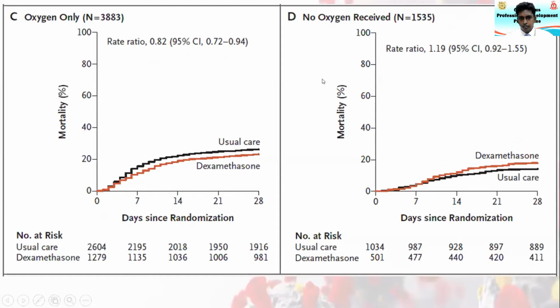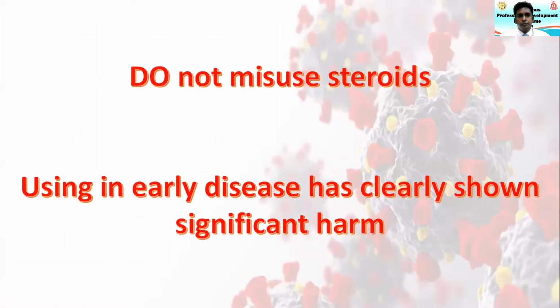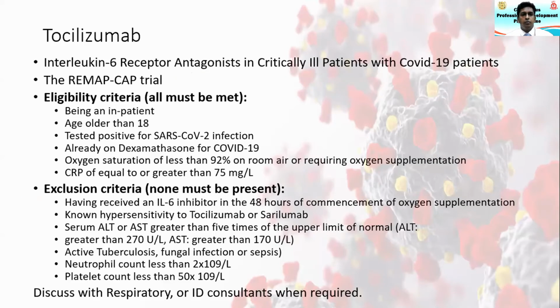And in this slide you can see the dexamethasone group actually shown harm, doing harm when patients are not dependent on oxygen. So don't use steroid in those who are not symptomatic. This is my only message for steroids. This is my only and most important message when you treat the patient. Do not misuse steroids. Using it in early disease has clearly shown significant harm.